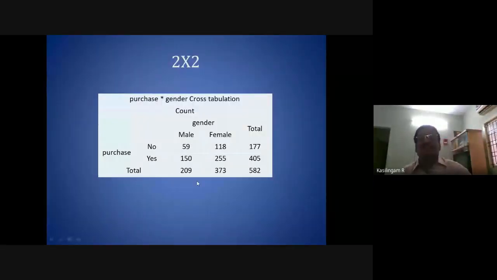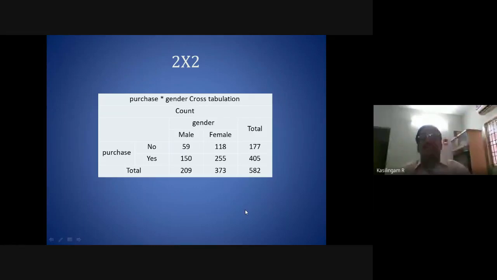So this is the frequency table. This is the observed value, 39. 118 is the observed value. Now you can find out the calculated value. You need not go to the expected value. Go in that column, then click expected. Now you can find out 177 into 209 divided by 582, otherwise 177 divided by 582 into 209. We can use that and find out the expected value. You know everything, right? Very good.